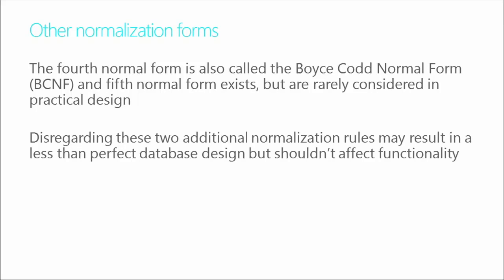As I said, there are a couple of other ones. There's a fourth normal form called BCNF, so I don't have to try to pronounce the names. We're not even going to worry about those. There's a slight risk of not having the perfect design, but it shouldn't affect the functionality if we don't implement fourth and fifth normal forms. That's why we're not going to address those at this point.